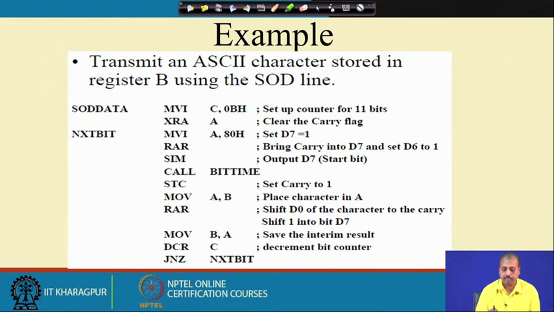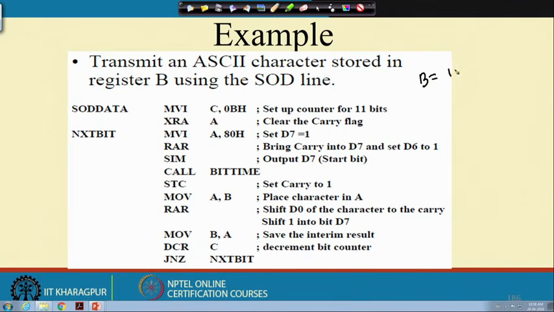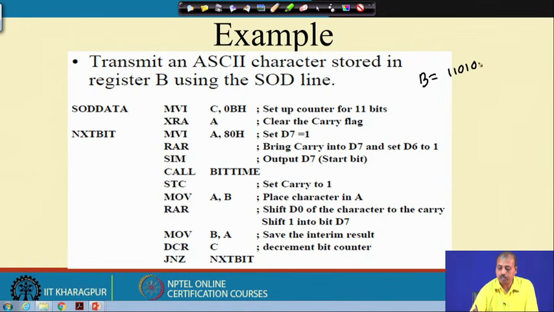I think we can take a pattern and try to understand how it is working. Suppose in the B register I have the bit pattern to be transmitted, 1101 0100. Up to this much, we have seen that we have transmitted the start bit. Then we are setting the carry bit to 1. So, carry is set to 1 and MOV A, B, so the A register also gets 1101 0100.